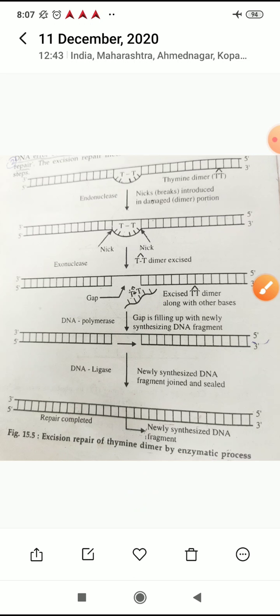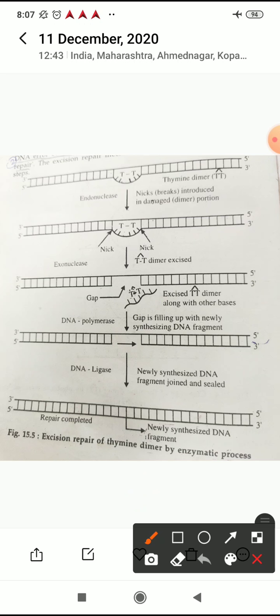So see here how it happens. The method is named excision repair or dark repair. By this type of DNA repair mechanism, DNA can be repaired. Some mutant strains of Escherichia coli are extremely sensitive to UV radiation, and UV induced dimers are corrected when these sensitive bacterial strains are stored in dark.